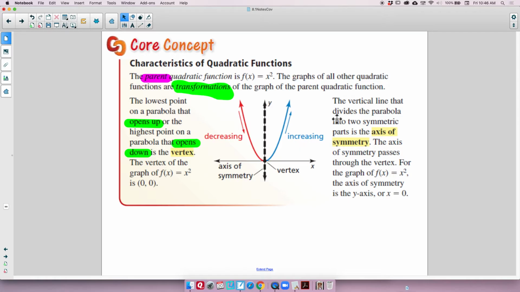Okay. The vertical line that divides the parabola into 2 symmetric parts is the axis of symmetry. Think of it this way. Pretend this was like a taco and you wanted to fold your taco over. If I folded this over to here, I would do that right along the axis of symmetry. Okay. So for the graph of f of x equals x squared, the axis of symmetry is the y-axis. In other words, x equals 0. Because remember, we name a vertical line by what's true of all the x coordinates. In this case, every single point on this line has an x coordinate of 0. Okay?